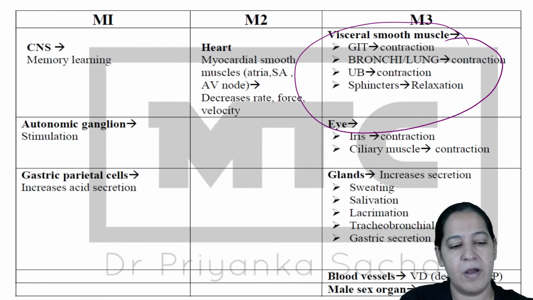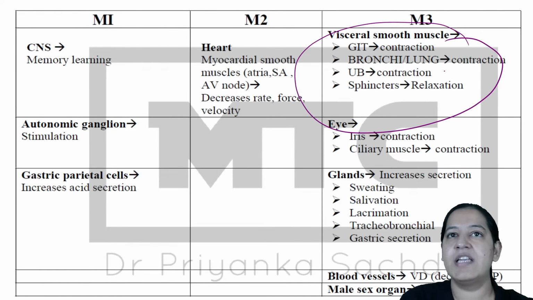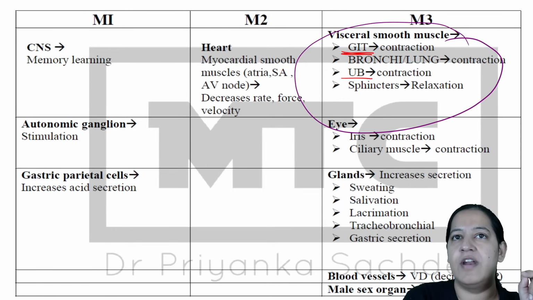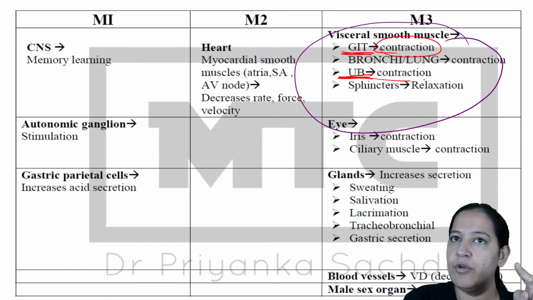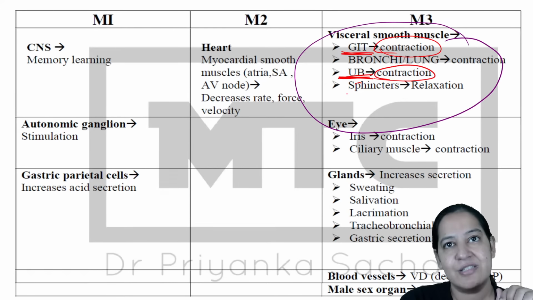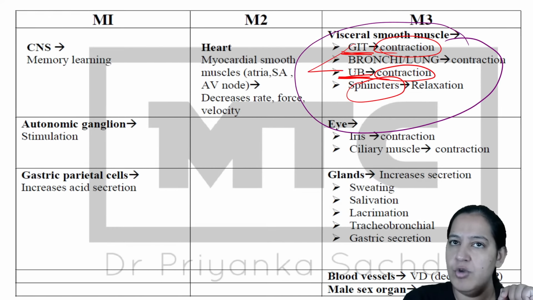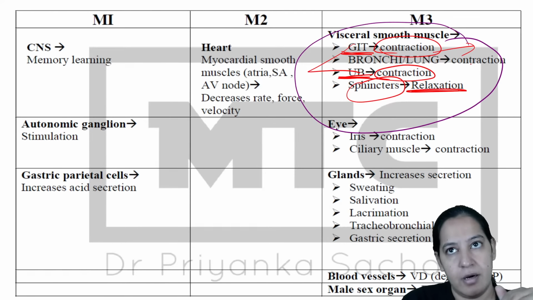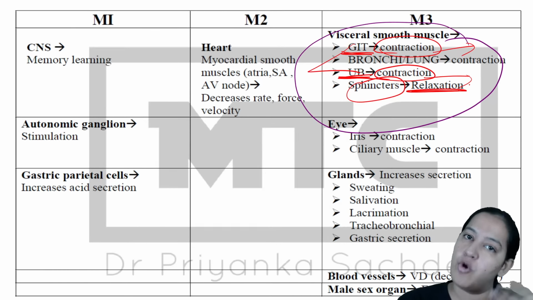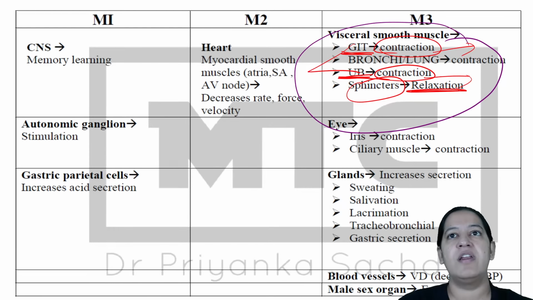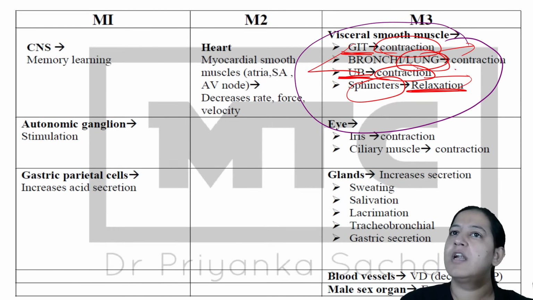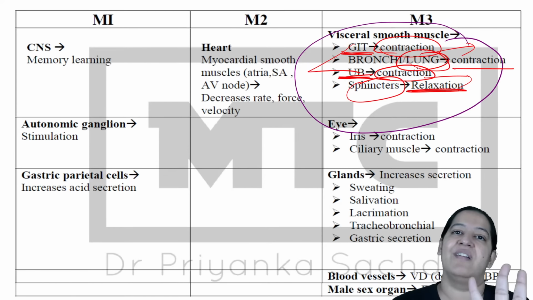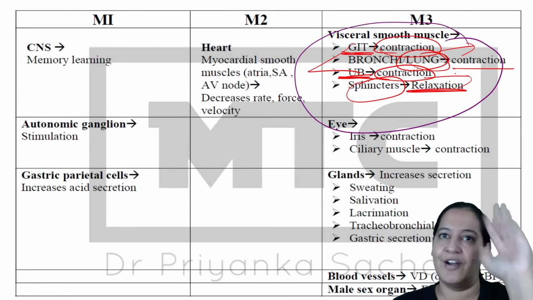What is the summary? The summary is that you can see in GIT also, in urinary bladder also, the muscle in the wall of the GIT and the muscle in the wall of the urinary bladder contract, and the sphincter of both of these relax. So it causes feces to pass out, it causes urine to pass out. So useful in constipation, useful in urinary retention. And what about lung? In lung, it causes contraction, so it is contraindicated in asthma. So all this information is gathered from here.